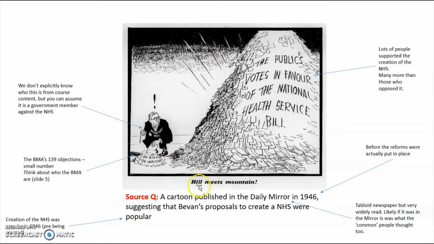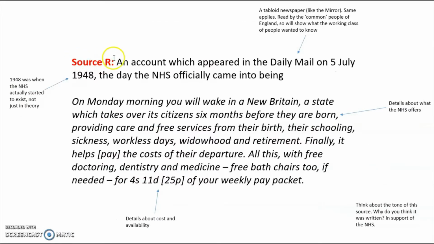Okay, you've now looked at source Q, you've thought about source Q. You might start to think, okay, well, because it's from a specific newspaper, or because it's from a specific time, or because it's telling me some message, that's going to impact how reliable it is. Source R is the next one.